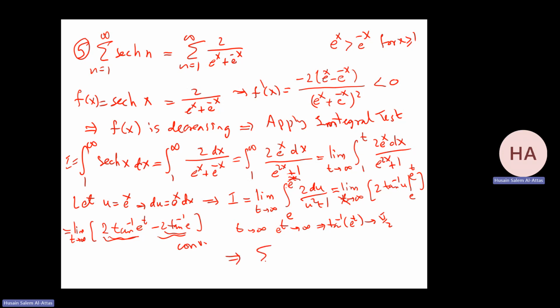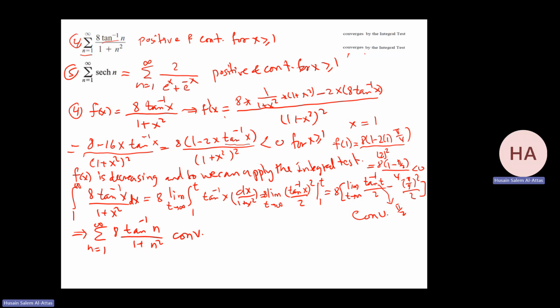So the series sech n converges by the integral test. That is what they did. Converge by the integral test, and not with this one, converge by the integral test.